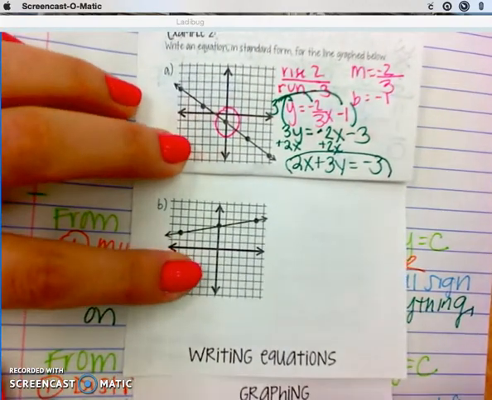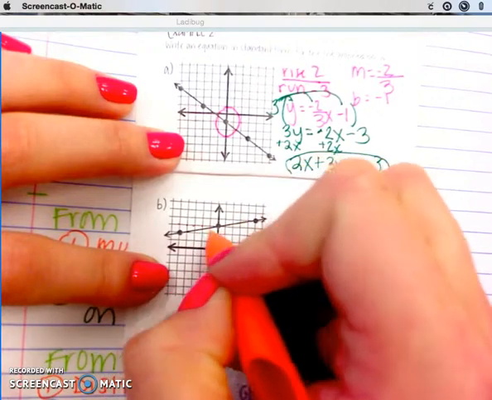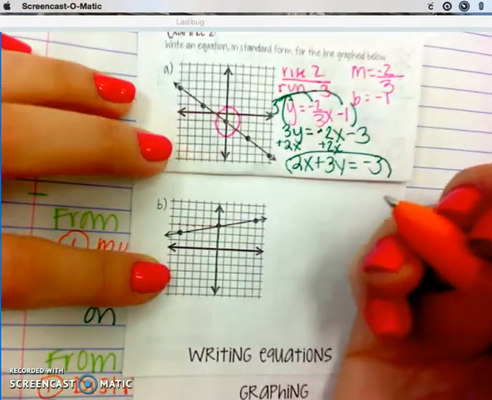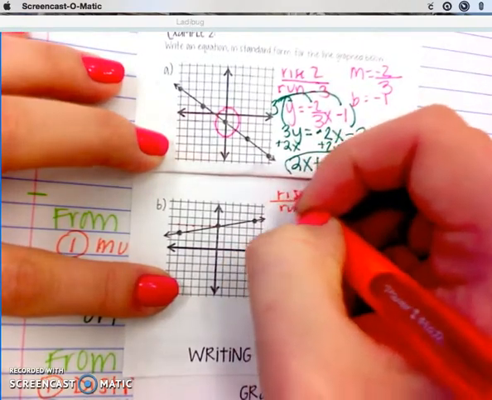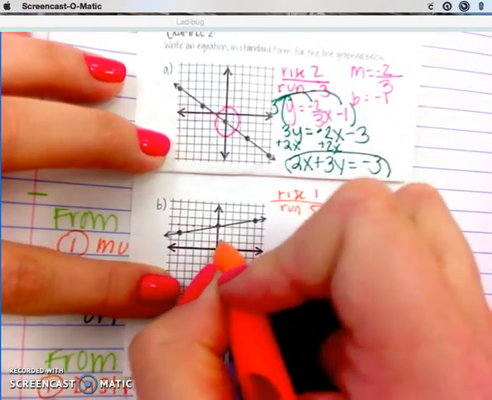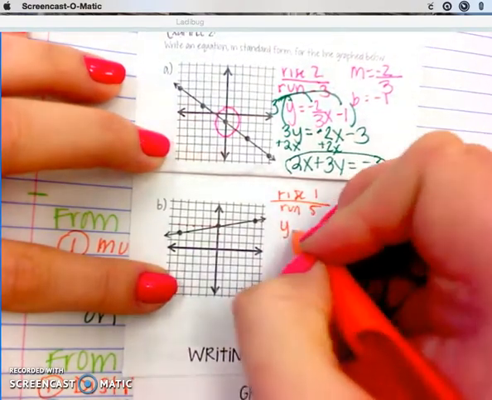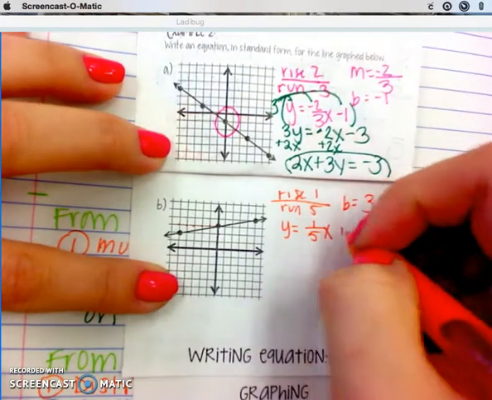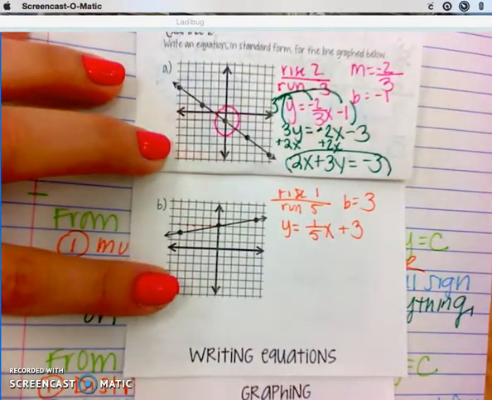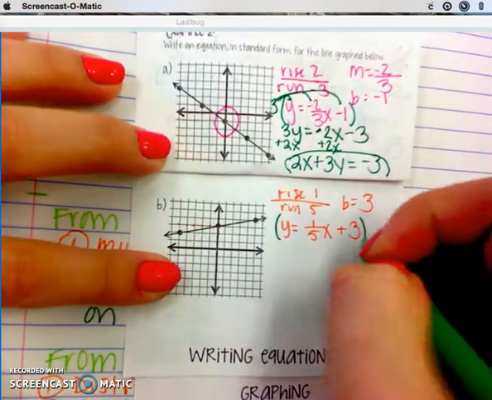Keep going. Rise over run. 1 over 1, 2, 3, 4, 5. 1, run, 5. My intercept, 1, 2, 3. B is at +3. So y equals 1/5 x plus 3. So I put it in slope-intercept form first, and then I'm going to change it over.